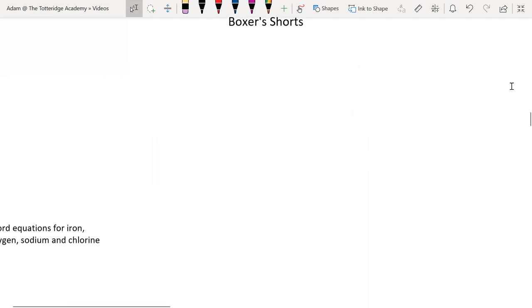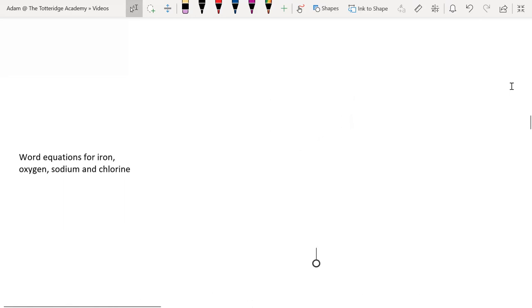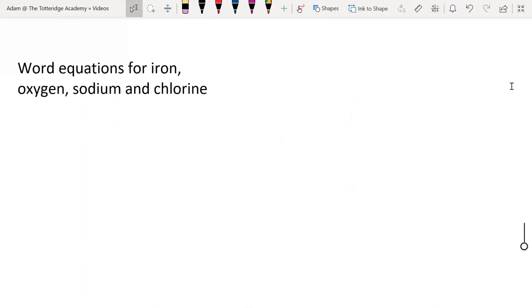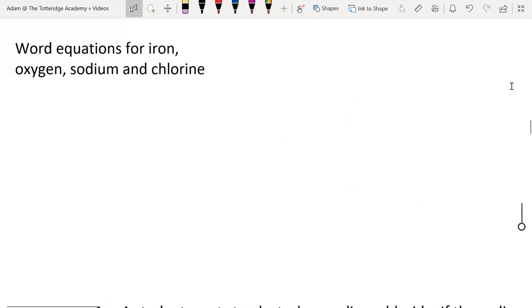All right, so I want to start by looking at some substances. The substances we're going to look at are iron, oxygen, sodium, and chlorine. Why have I chosen these? Okay, so let's say I need to get some iron, some pure iron that I want to use.